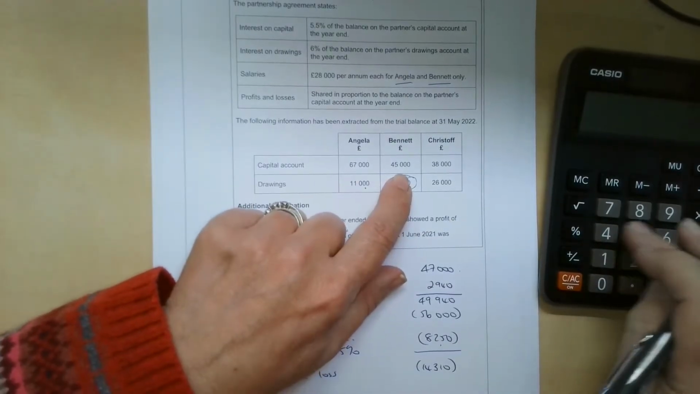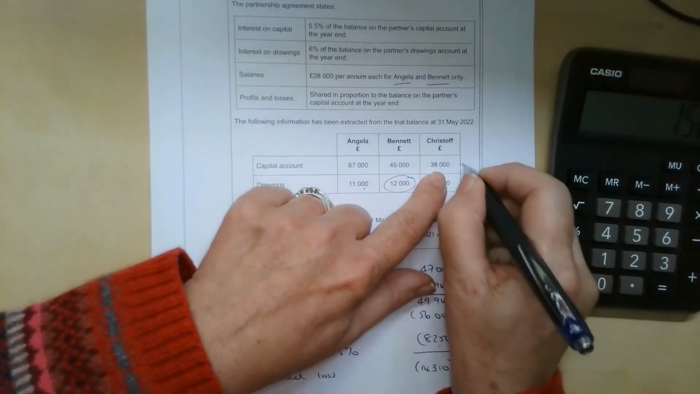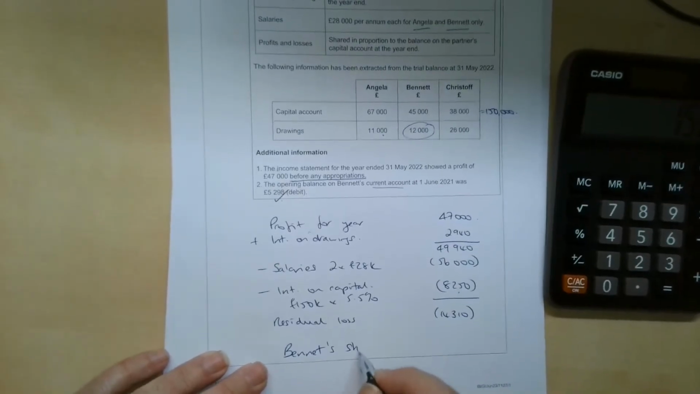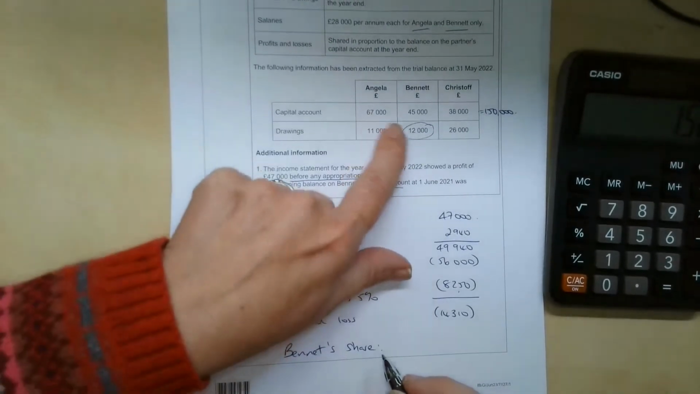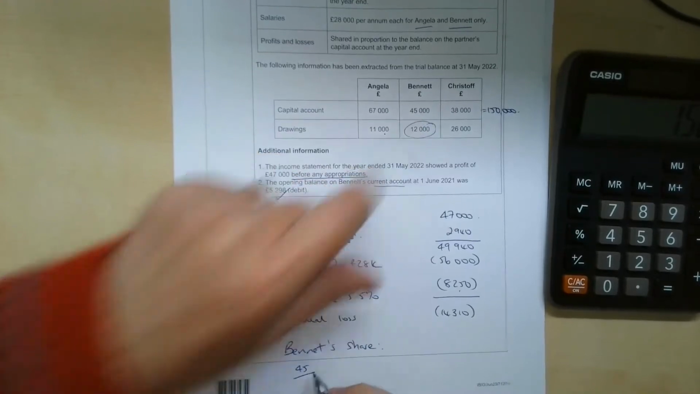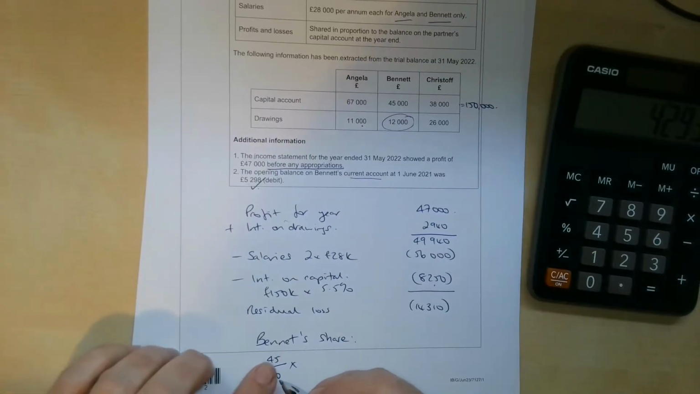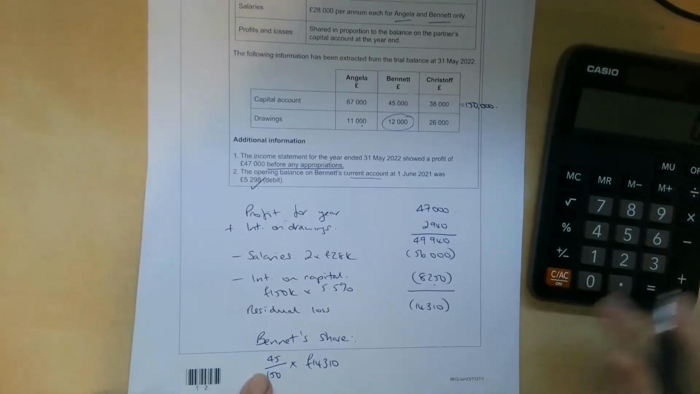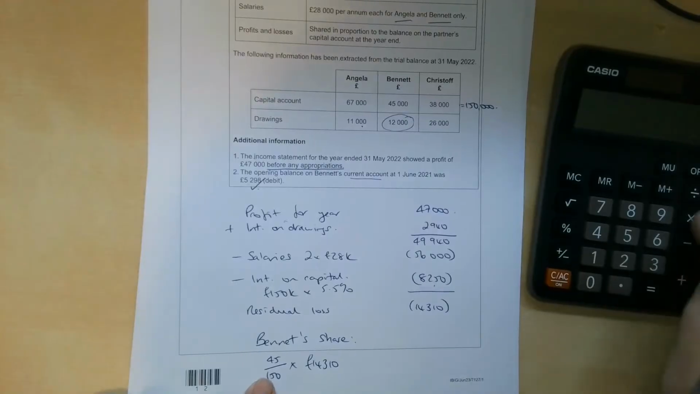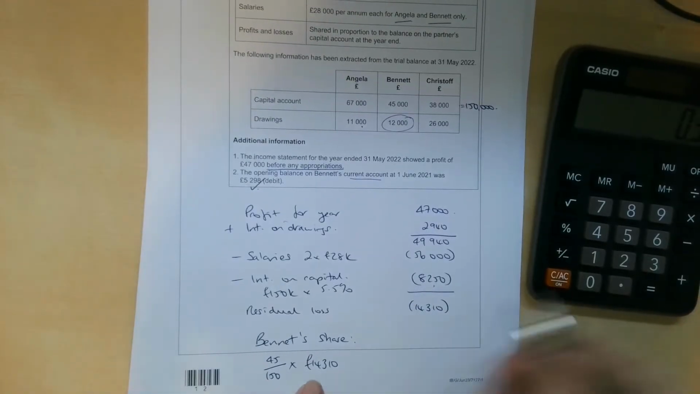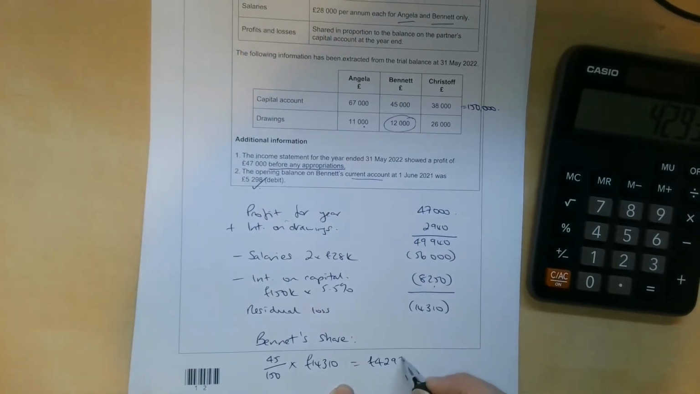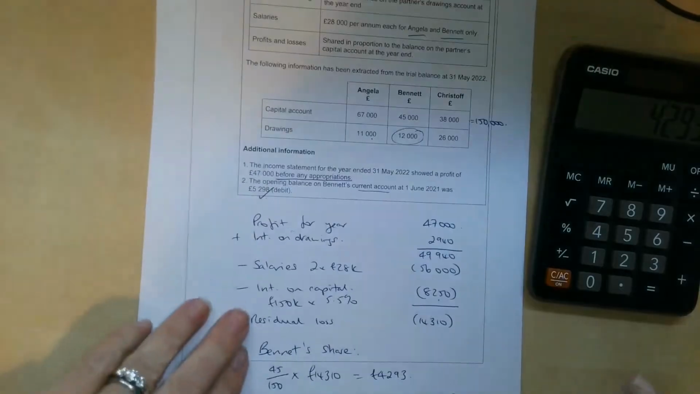So 67 plus 45 plus 38 means that the total is £150,000 worth of capital. So Bennett's share of the loss is going to be 45 over 150 times the loss, which is 14,310. So 45 over 150, that's 0.3 or 30% of that loss, 14,310, which is 4,293, is going to be attributed to Bennett. So we need to charge that to him.